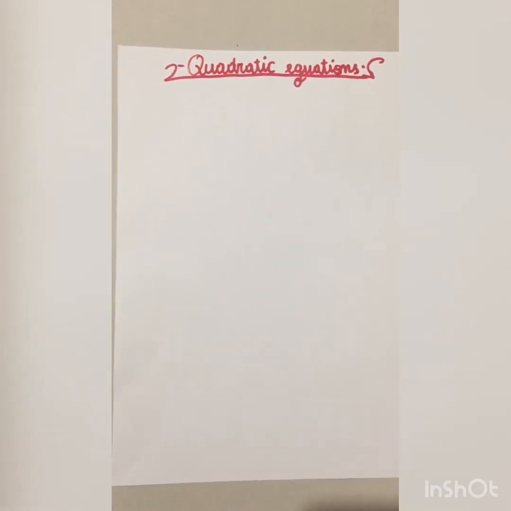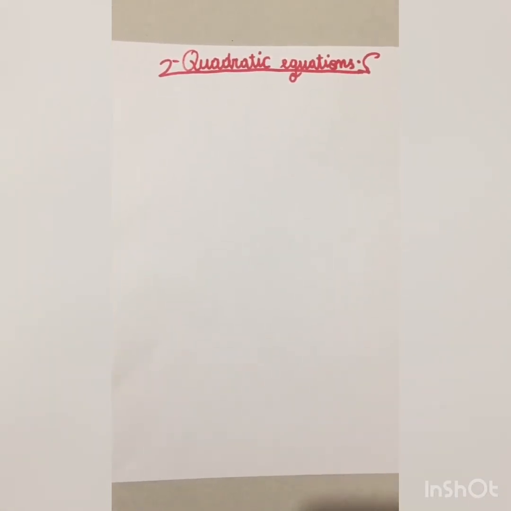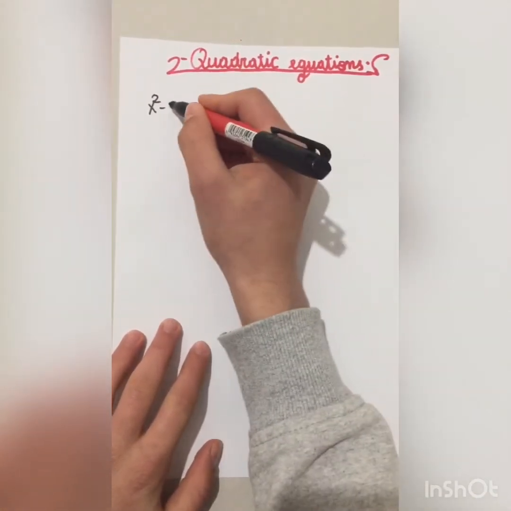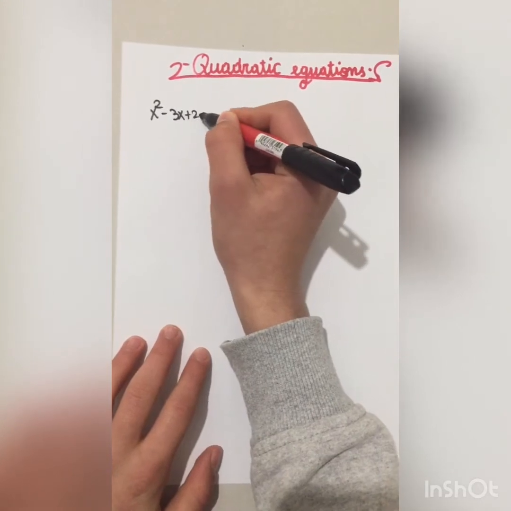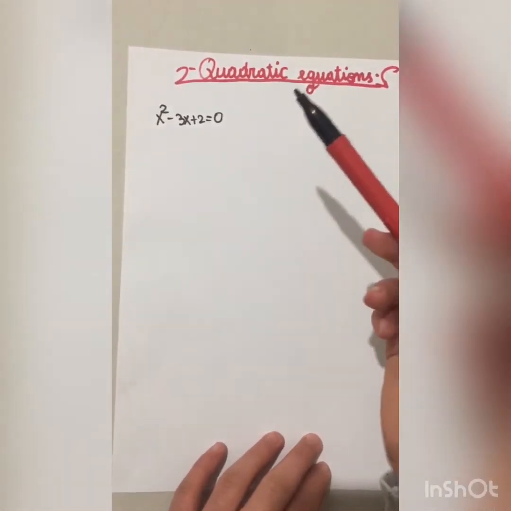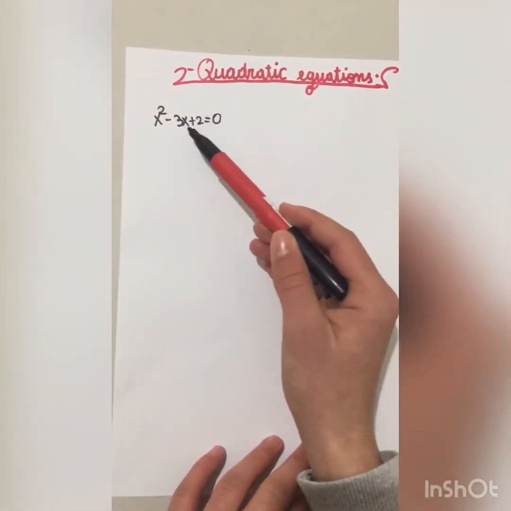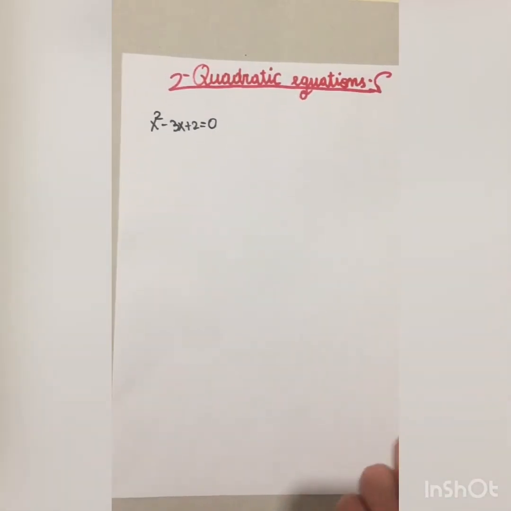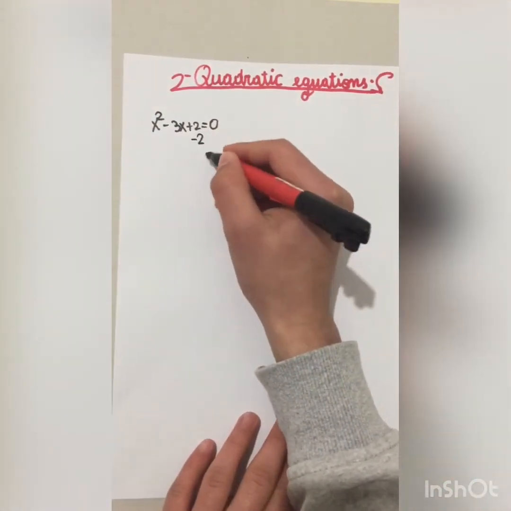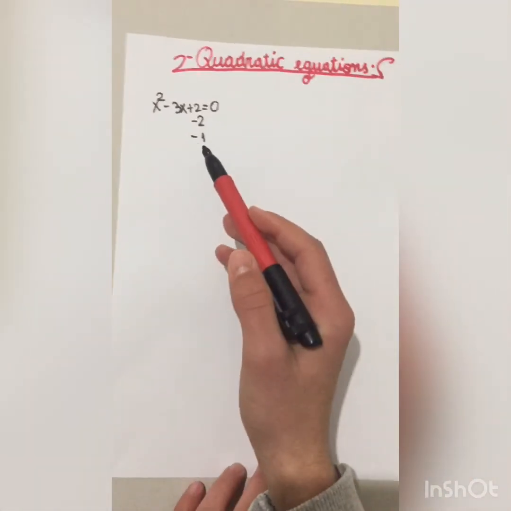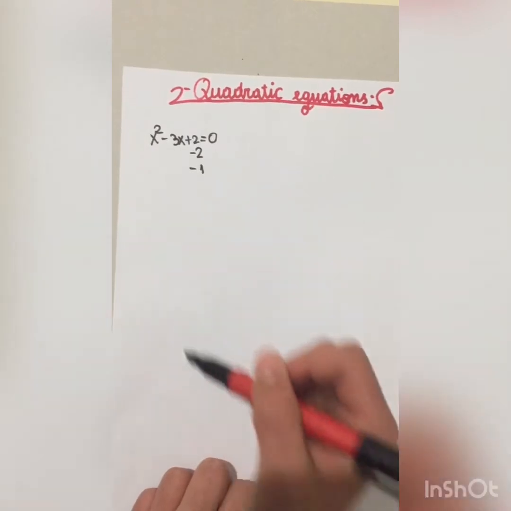Hello, today we are going to solve quadratic equations from which we can find x in the ways that I'm going to explain now. Now we have tasks like this: x squared minus 3x plus 2 equals 0. First of all, we have to find two numbers that when we multiply them we get plus 2 and when we add them we get minus 3 in this case. We have two numbers, minus 2 and minus 1. Minus 2 times minus 1 is equal to 2, and minus 2 plus minus 1 equals minus 3.